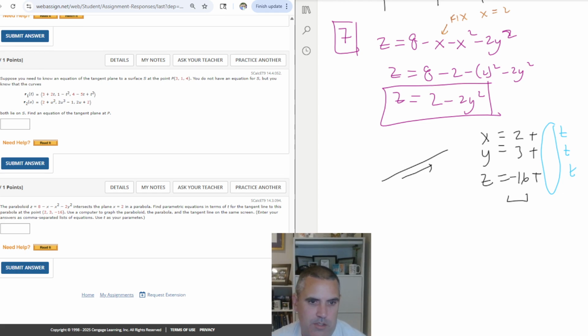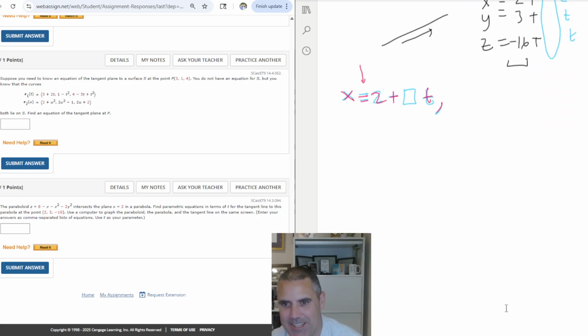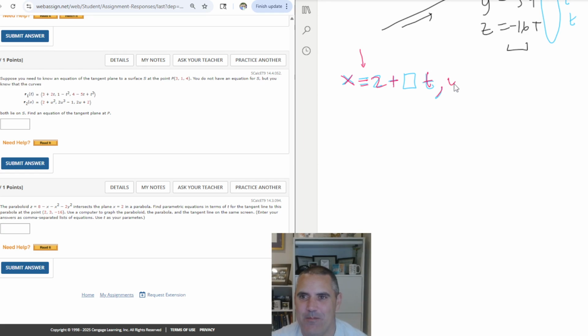Now, when the question says enter a comma-separated list of equations, you are going to enter x equals 2 plus, and then you'll have a number, t, comma. I've had a lot of students get this wrong just because they didn't follow the instructions. Because it says list of equations, it does have to have that equal sign. Because it says comma separated list, it does have to have that comma. Anyways, don't let that be the reason you miss it.